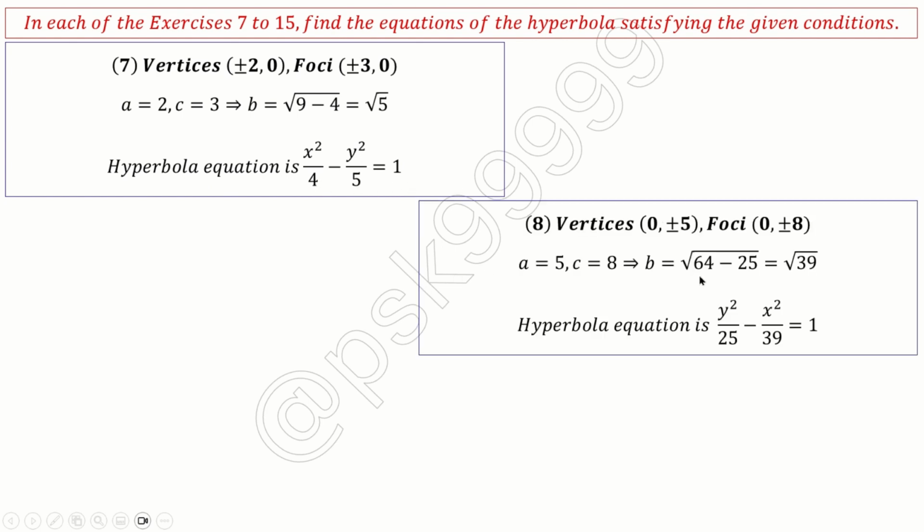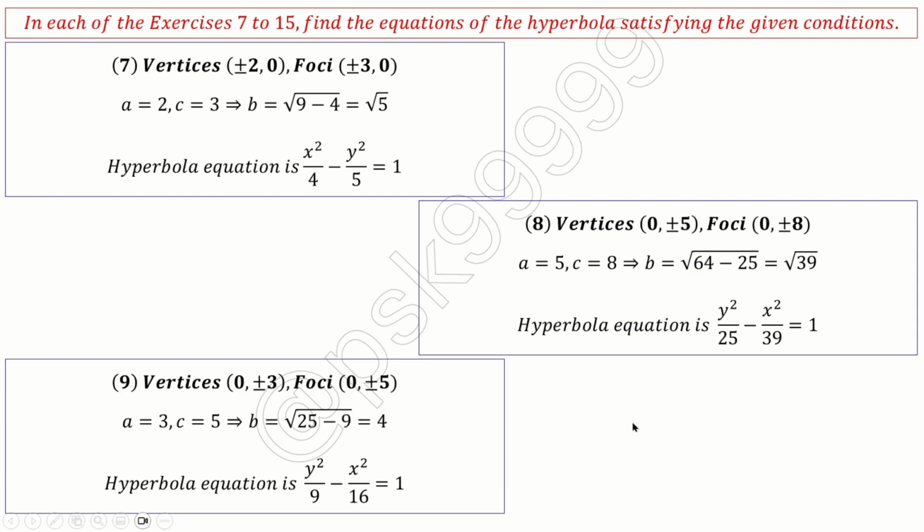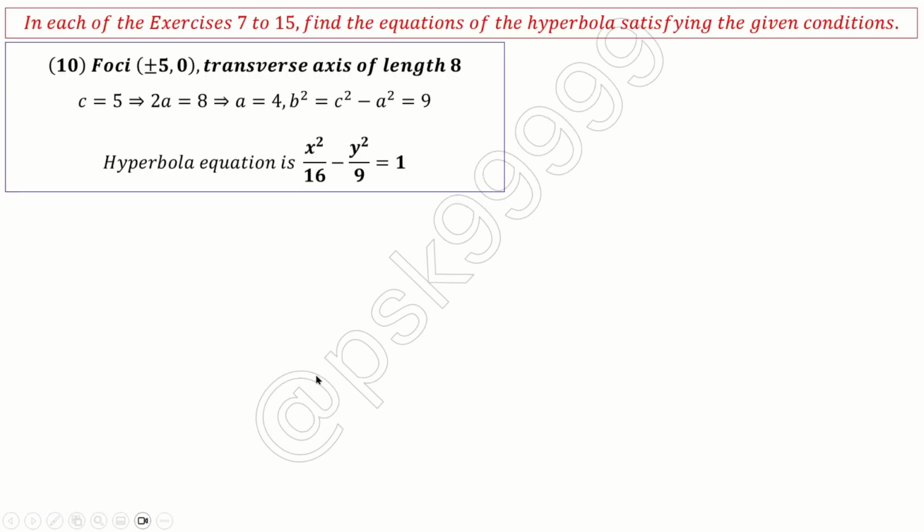Okay. So similarly, you can do the other problems. Only thing is, make sure where the vertices and focus are. Is it x comma 0 or 0 comma y? Based on that, you build your hyperbola equation with either x square by a square minus y square by b square equal to 1, or y square by a square minus x square by b square equal to 1. So this up to 15 all are the same. You are given vertices and focus, and then you have to build the equation.